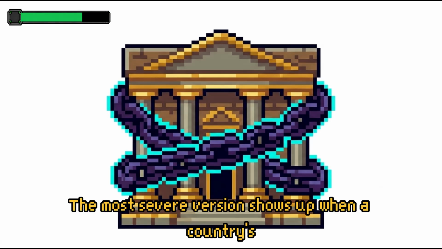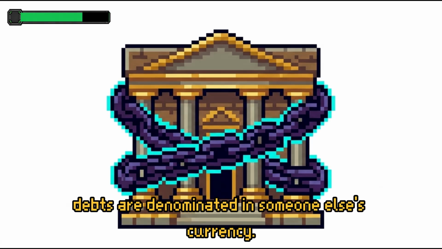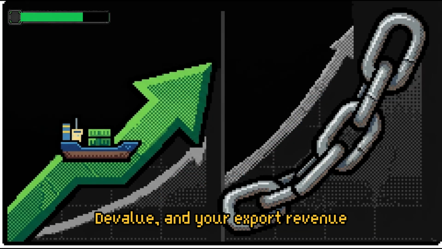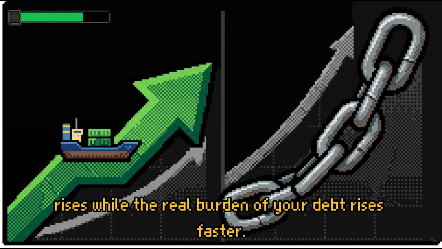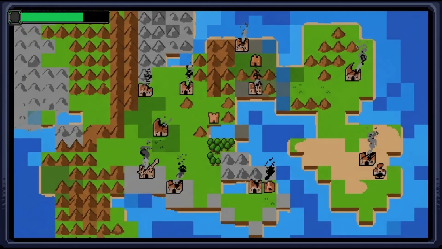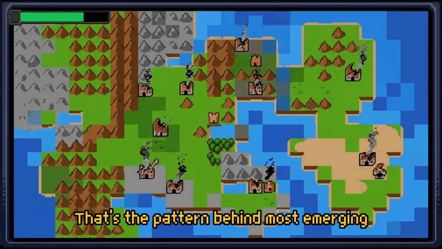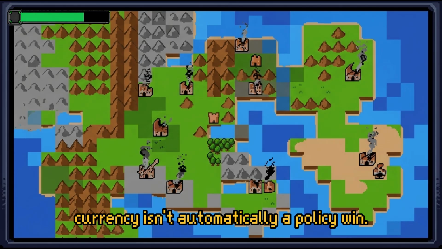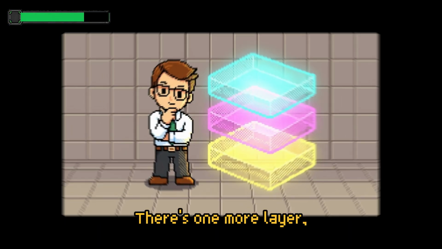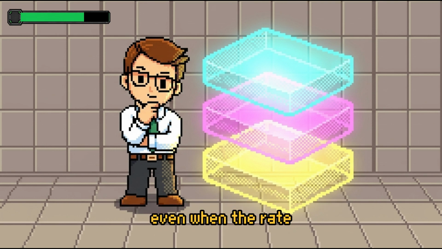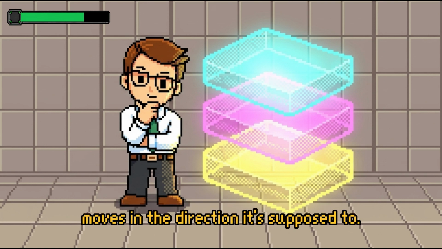The most severe version shows up when a country's debts are denominated in someone else's currency. Devalue and your export revenue rises while the real burden of your debt rises faster. The escape hatch and the trap are the same door. That's the pattern behind most emerging market crises of the last half-century, and it's the reason a weak currency isn't automatically a policy win. There's one more layer, and it explains why the textbook thermostat fails even when the rate moves in the direction it's supposed to.